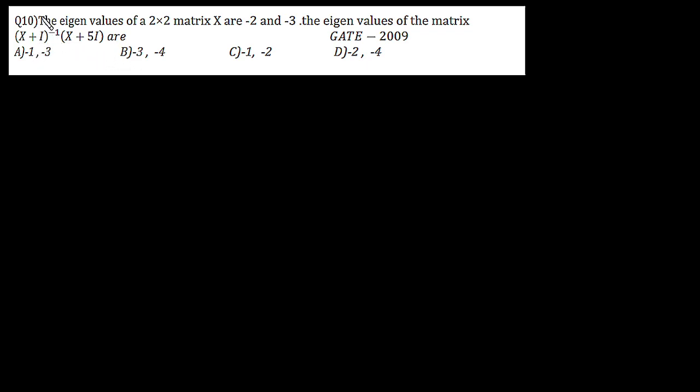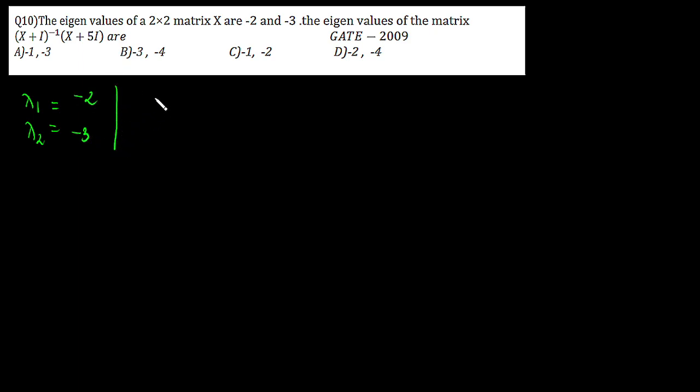So question 10 says the eigenvalues of a 2 cross 2 matrix X are minus 2 and minus 3. Find the eigenvalues of the matrix (X plus identity matrix) whole inverse multiplied with (X plus 5 times identity matrix). So now we have a given matrix, which is X. Let's represent lambda 1 and lambda 2 as the eigenvalues of this matrix X. So I can write here plus 2 and here minus 3.